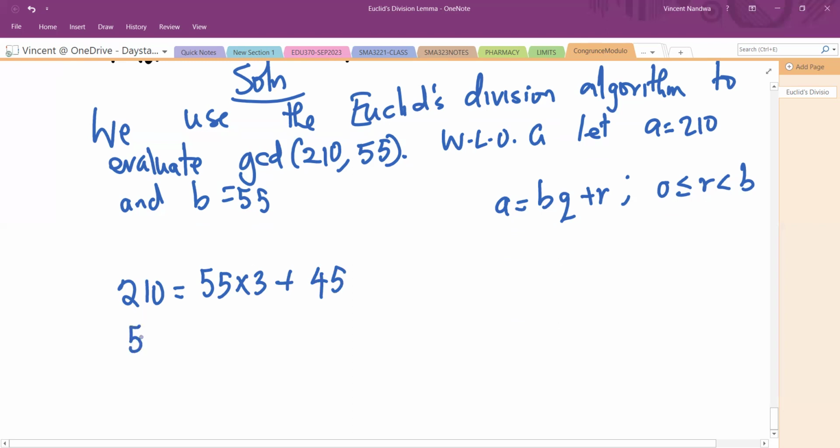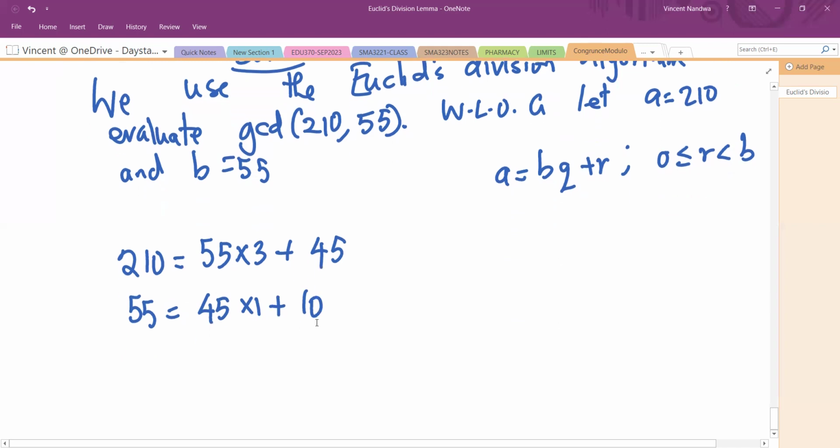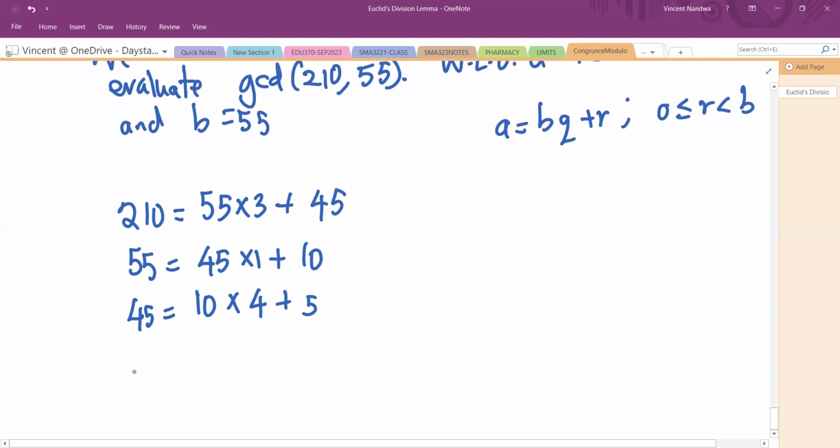Then our new A becomes 55, our new B becomes 45, and 55 is the same as 45 times 1 plus 10. If the remainder is not 0, then we go on. Our new A becomes 45, our B is 10. Quotient will be 4, and the remainder will be 5. Next step, our new A becomes 10, our new B becomes 5. Quotient will be 2. Remainder will be 0.